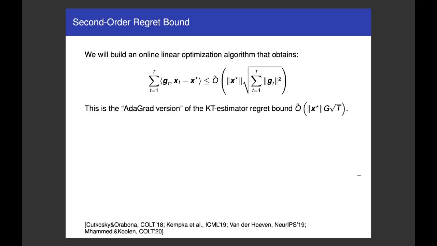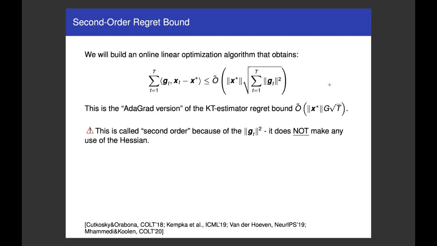This can be thought of as the Adagrad upgrade of the parameter-free bound we saw in the previous section using the KT estimator. So that one had a g times square root of t. Here we have a square root of the sum of the gradients squared. Of course, in the worst case, these are the same, but in a non-worst setting, this bound could be quite a bit better.